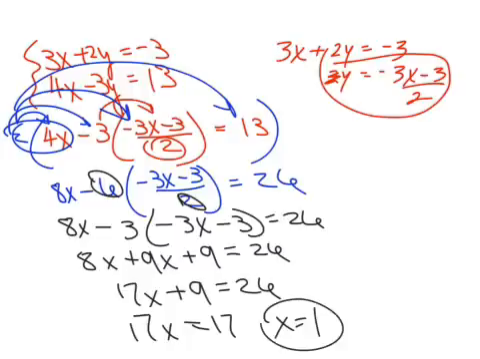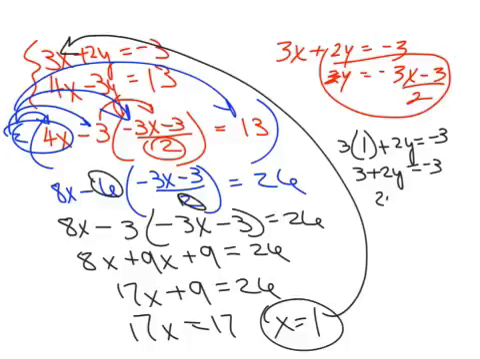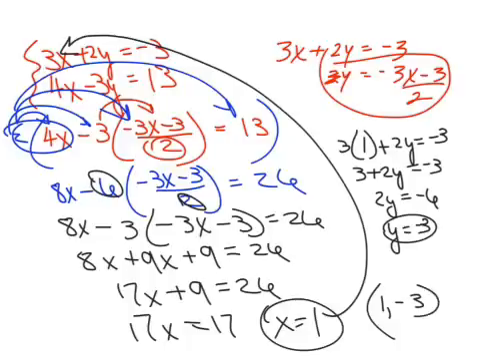And then I just take my 1, plug it back in here, and I get 3 times 1 plus 2y equals negative 3. So 3 plus 2y equals negative 3. 2y equals negative 6. y equals negative 3. So my answer is 1, negative 3. Nothing too terribly difficult, just some work that doesn't look like it's a lot of fun.